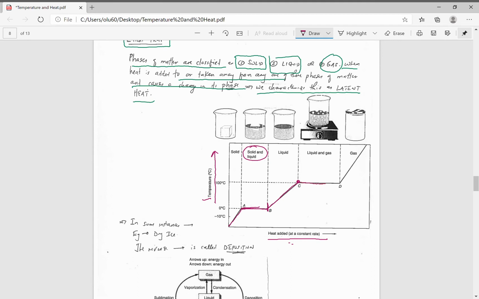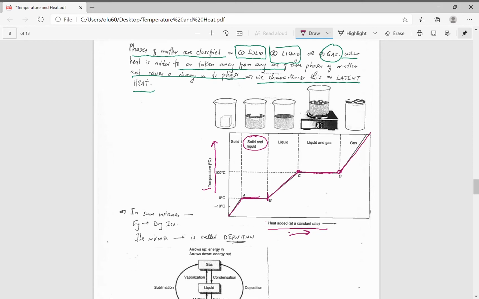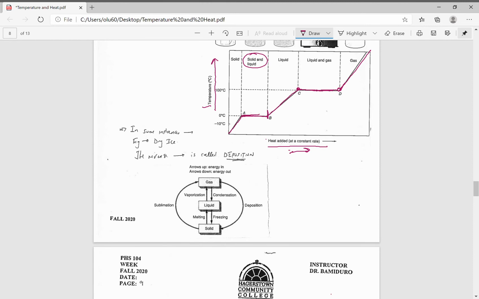At that point, as heat is still being added to the system, the temperature becomes constant. As the liquid evolves into more of a gaseous state, you don't see a change in temperature until the liquid is fully converted into a gas. In some instances, you can sublime a material, meaning you can go from a solid to a gaseous state. We call that sublimation. Likewise, if you want to change a phase from a gaseous state to a solid state, we call that deposition.